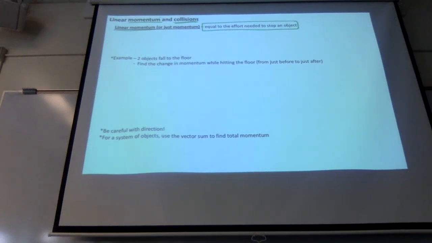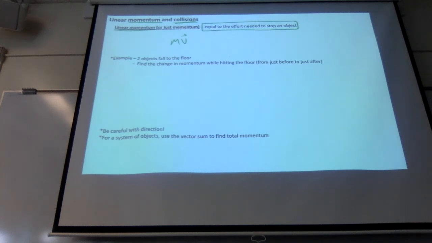So we've talked about mass and velocity being involved. Velocity is a vector. It turns out that is the equation for momentum. It's just mass times velocity. If either one is larger, it's going to take more effort to stop that object. We'd say that it has more momentum.